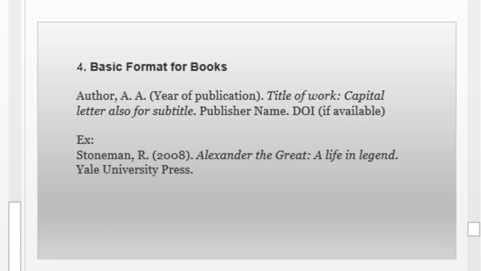Then in brackets is the year of publication, and then the title of the work, and the subtitle has to be capitalized. And then the publisher name, and you include the DOI if it's available. It depends. If it's from a research or a journal, it has to include a DOI, because if your reader finds out that your source of information has a DOI but you did not include it, you might lose a bit of credibility here.